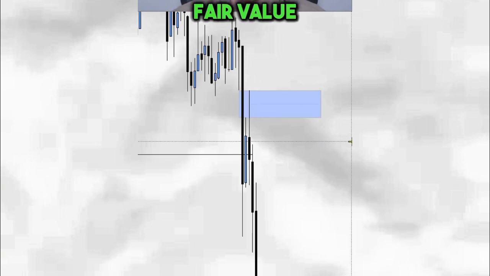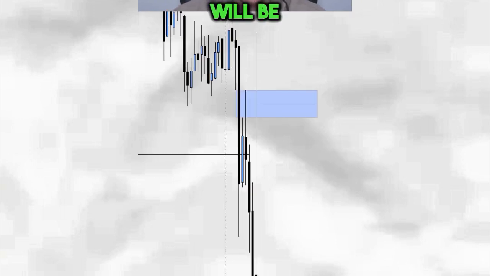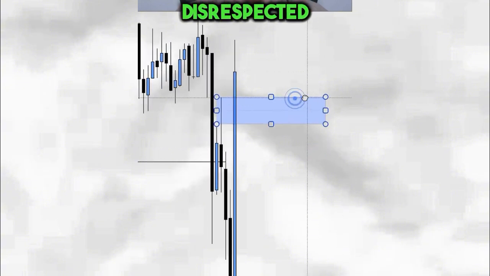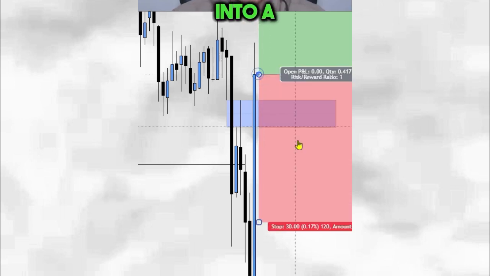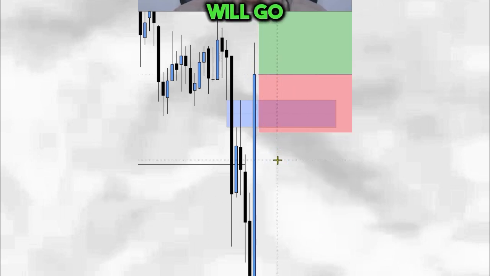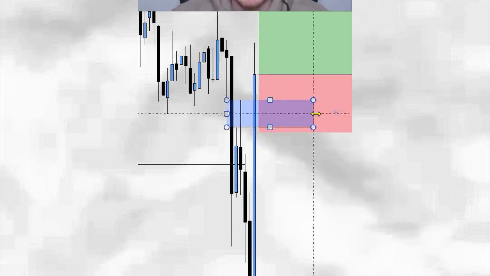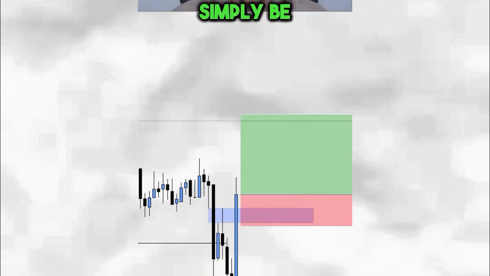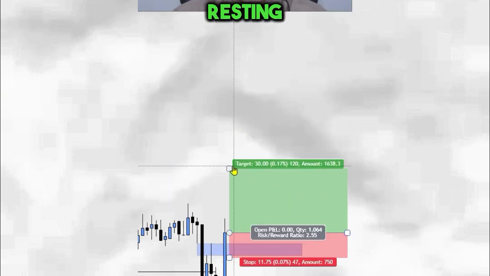Now with this bearish fair value gap, most ICT traders will be looking to take shorts from this position here, but as you can see, it is disrespected and has a candle close now above this bearish fair value gap. So what I will be doing is entering into a long position. My stop loss will go if we get a candle close back below this now inversion fair value gap, and then my take profit will simply be buy side liquidity that is resting in the market.